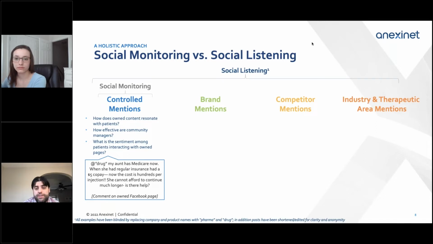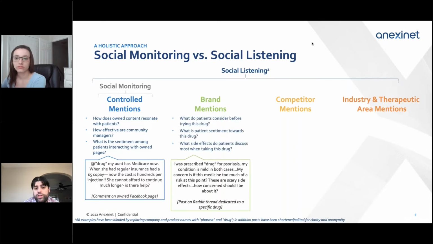Social listening is the ability to capture not just those controlled mentions, but also the brand mentions, which could include the controlled mentions of your own channels, but also general mentions of your brand anywhere, even forums that you do not own, that you cannot control. Additionally, there's competitor mentions.